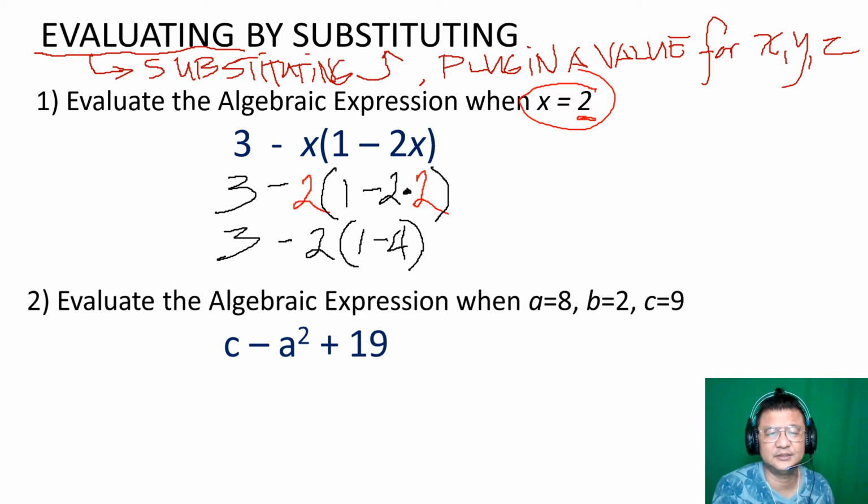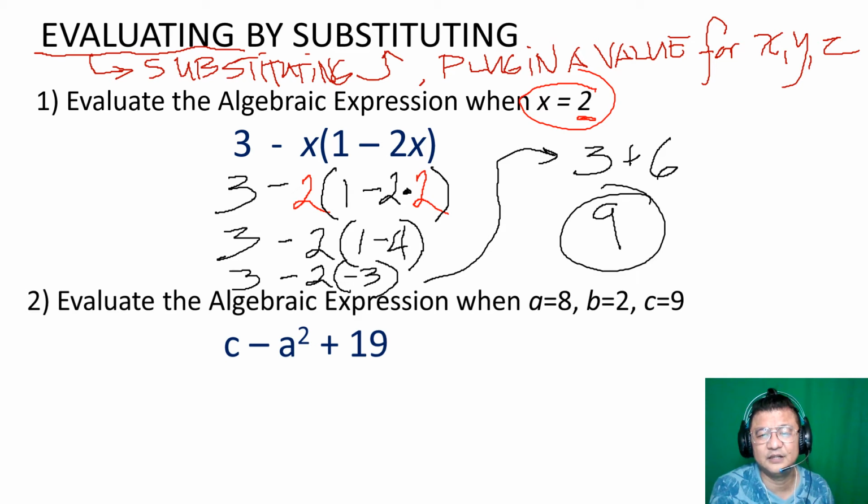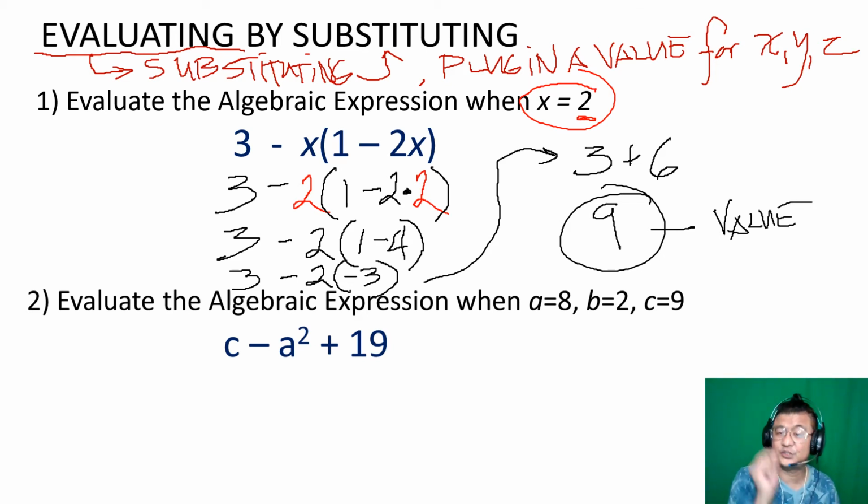Are we done? Not yet. Should I do the parenthesis first or subtract? PEMDAS, parenthesis first. So 1 minus 4 is a negative 3. All right, we're almost done. Will I multiply first or subtract? Multiply first. So let's continue here. That becomes 3. Negative times negative is positive. So positive 6. So 3 plus 6 is a 9. So the final value is 9. Okay, the final value after we substituted.